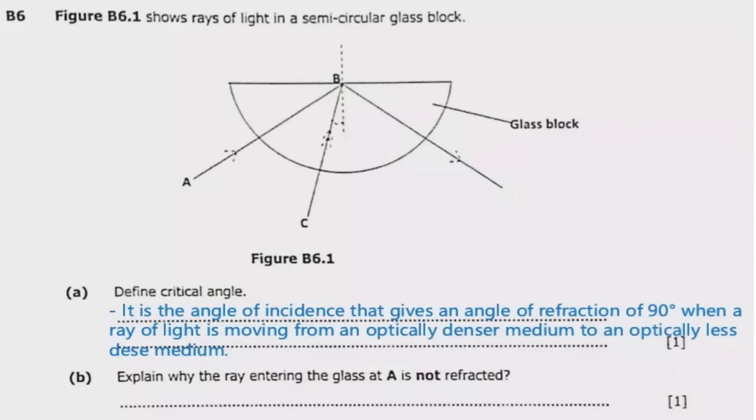Let's come to question B, which is: explain why the ray entering the glass at A is not diffracted.